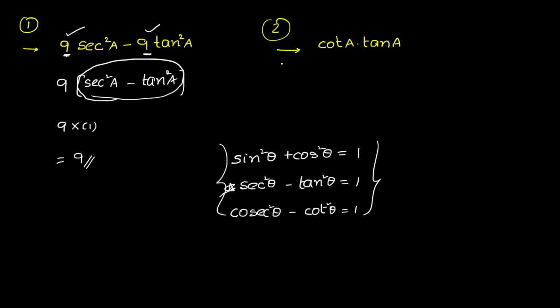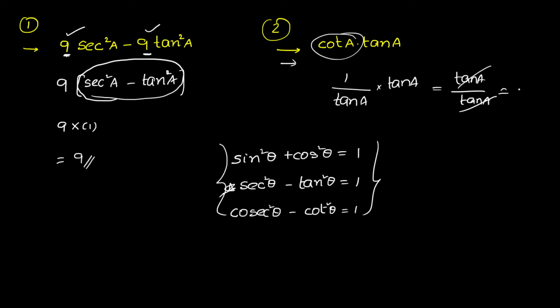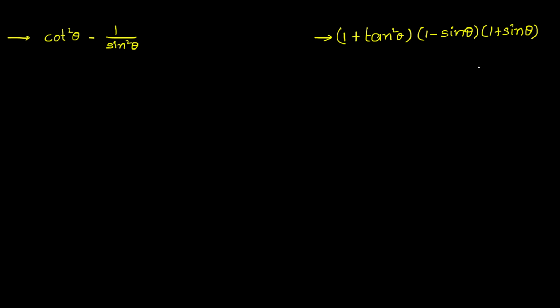Coming to the second question, it's pretty easy. The value of cot A into tan A. We know that cot is the reciprocal of tan, so I can write cot A as 1 by tan A into tan A. So that means tan A by tan A, and the same thing divided by the same thing always gives the result 1.